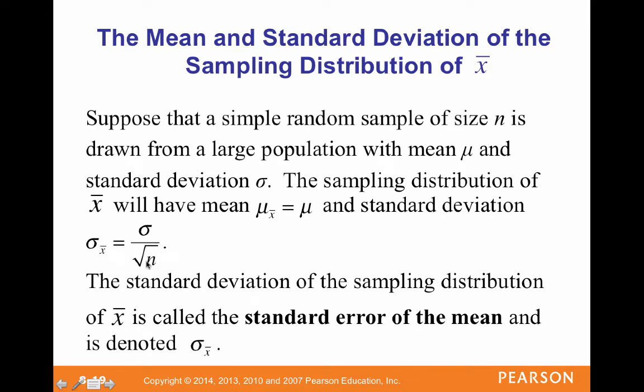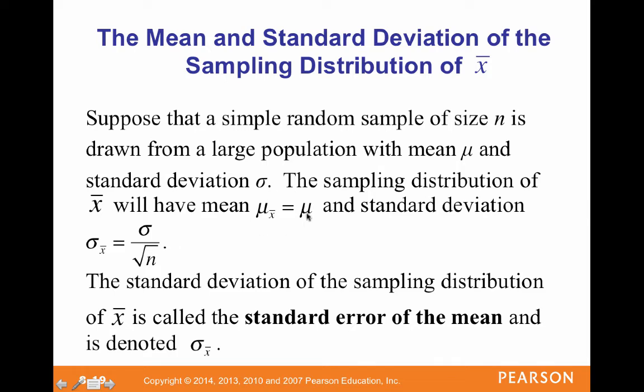And when we divide by the square root of n, what we're showing here is that as the sample size gets bigger, the standard deviation of the distribution of sample means gets smaller, because we're dividing by a bigger and bigger number. The standard deviation of the sampling distribution of x bar is called the standard error of the mean and is denoted sigma x bar. I won't use that term very often, but they call this the standard error of the mean.